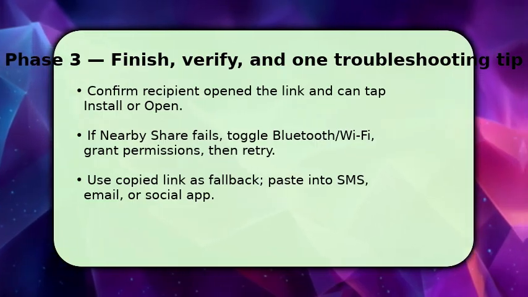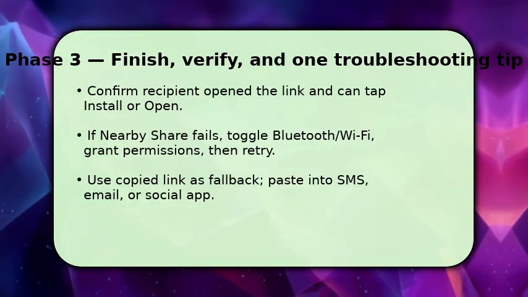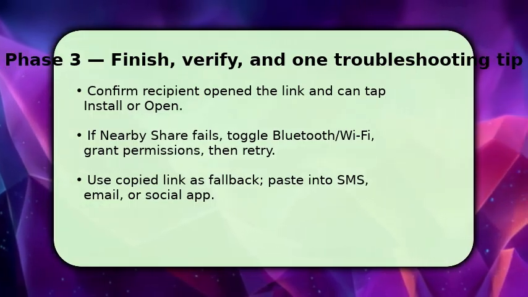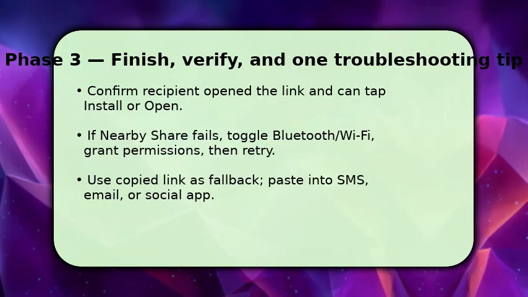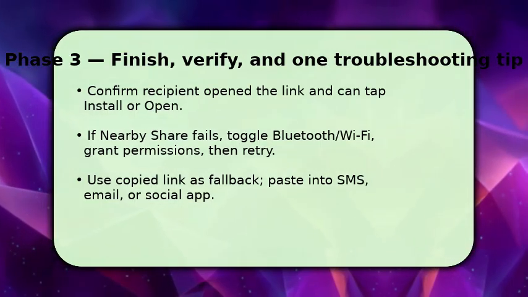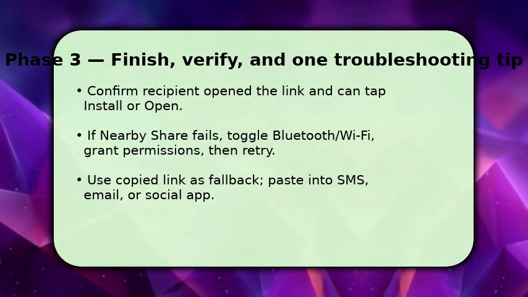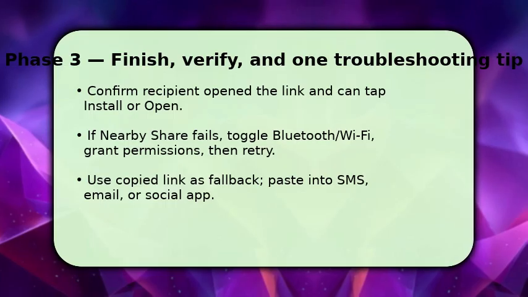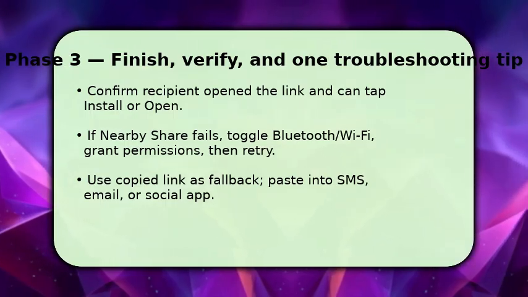If Nearby Share won't connect, toggle Bluetooth and Wi-Fi, ensure location and Nearby Share permissions are granted, then retry. That fixes most issues. If problems persist, send the copied link over SMS or email as a reliable fallback. Once they confirm installation starts, you're done. And remember, copying the link is the universal fallback when other methods fail.